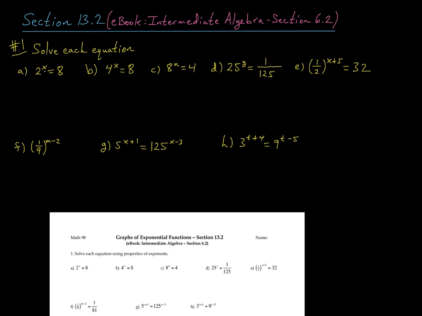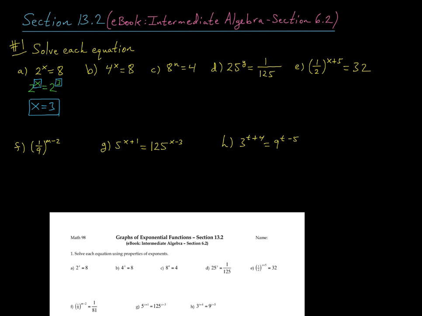Okay, so part A says 2 to the x is equal to 8. And the key to this kind of a question, as well as really all these others, is to find a common base. So notice 8 here is 2 cubed. And since I have a 2 to the x on the left, I can write this equation as 2 to the x is equal to 2 cubed. And so if those two expressions are equal, that must then mean that the exponents are equal. So in other words, x must equal 3. And that's it.